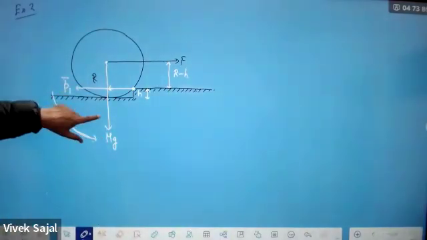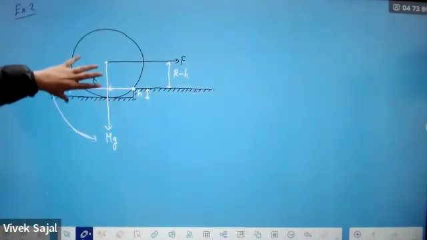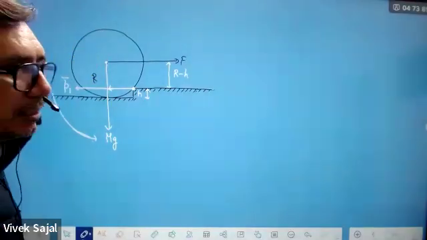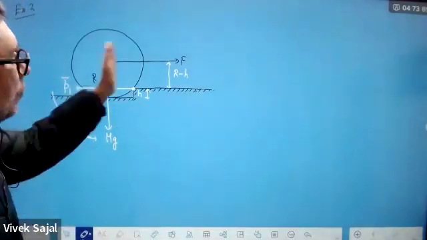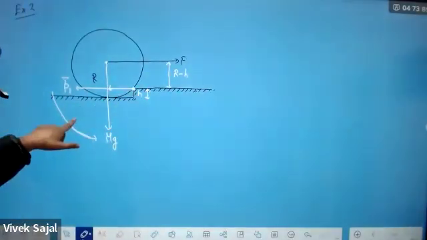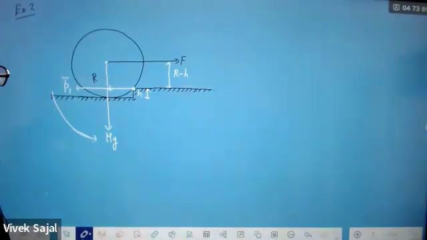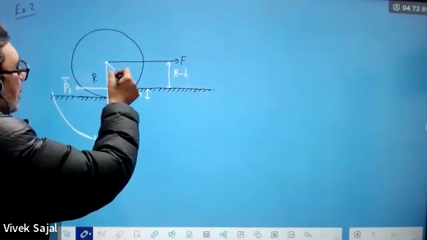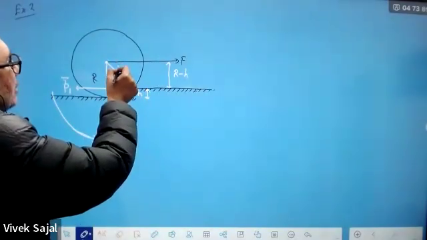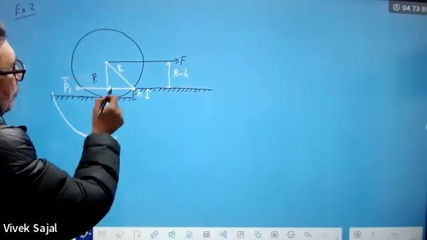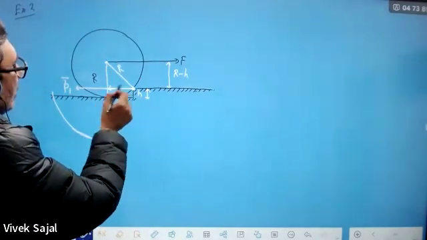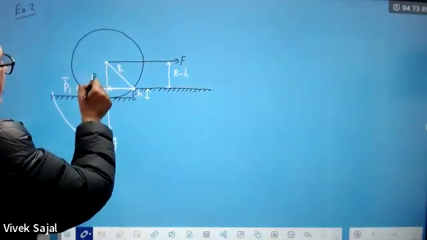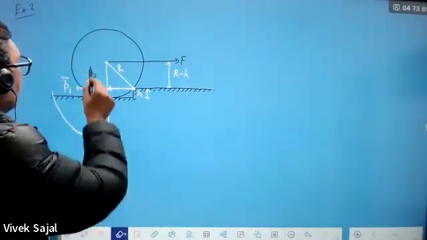Basically, this torque created by mg is opposing the motion of this sphere over this obstacle. It wants to move up, but this is the opposing one. So what is the torque? What will this distance be? Try to understand. This is r. You want to find out this distance, and this is h. So this will be r minus h here.